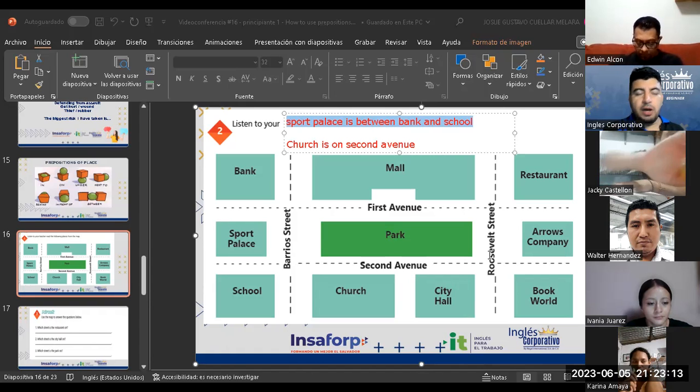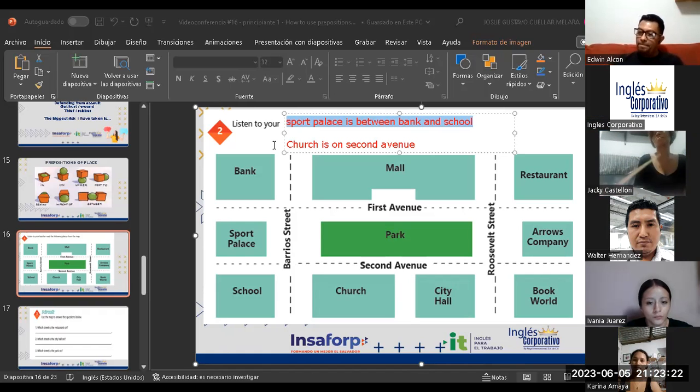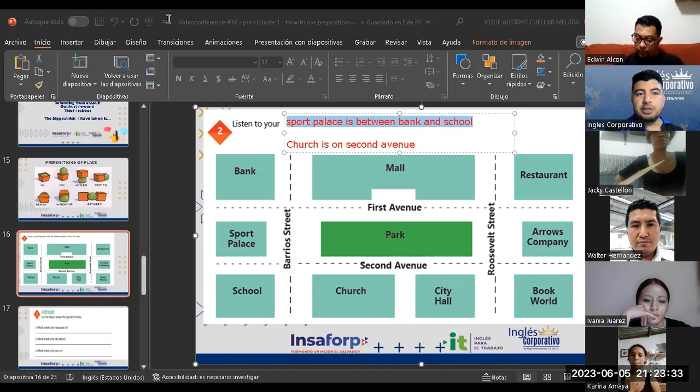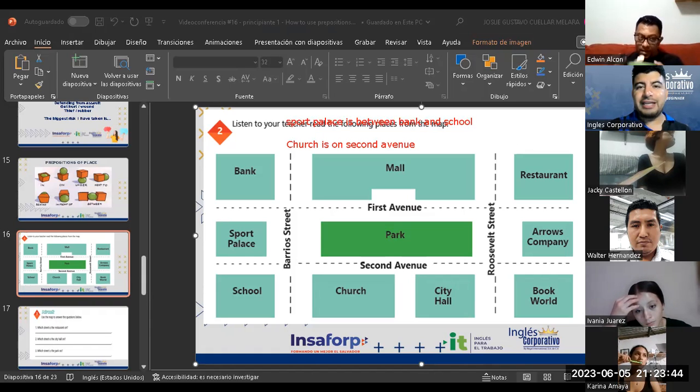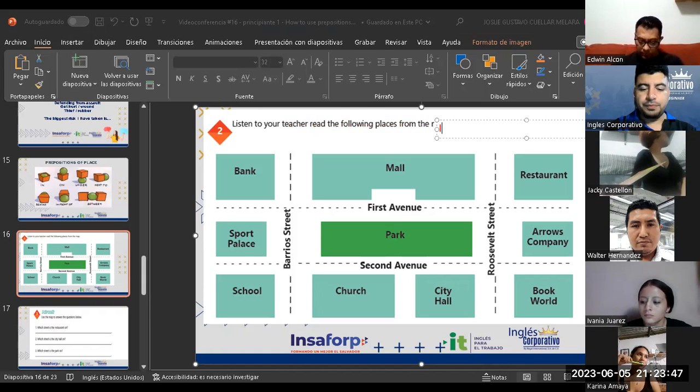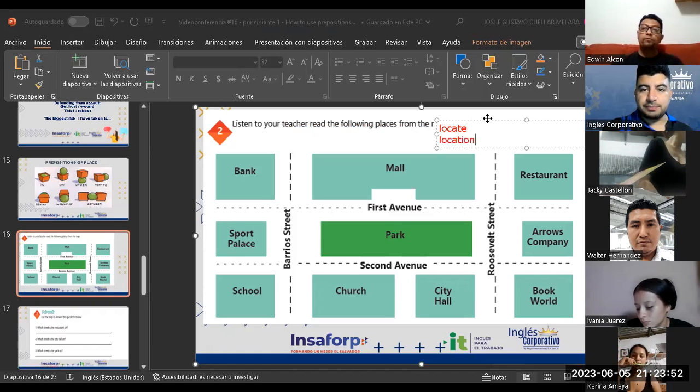Thank you. We'll go now with Xiomara. The restaurant is on side of the mall and on the Roosevelt Street. Yes, very nice, Xiomara. Good. So as you can see here, we have a map of a city. So it is not that difficult. Ya vieron que no está tan difícil. How to locate. Cuando decimos locate, significa ubicar. Locate. Location es la ubicación. Okay.